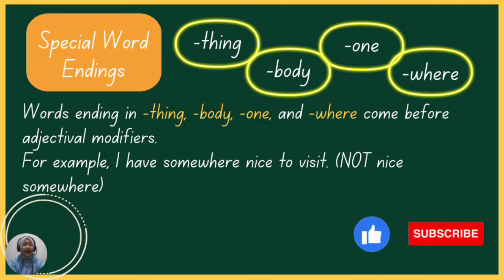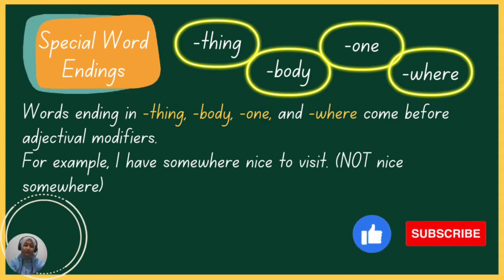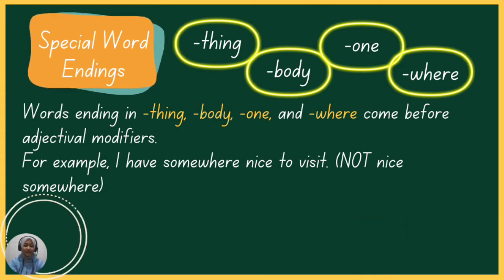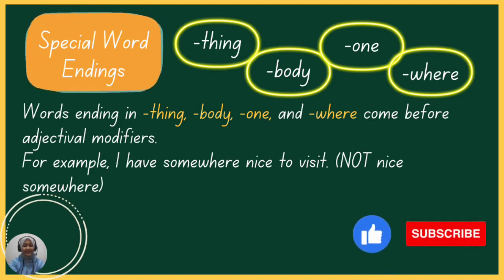For example, I have somewhere nice to visit. Kita lihat di sini ada adjective nice ya. Jadi ada adjective nice. So we put somewhere before the adjective. I have somewhere nice to visit. I have something good to tell you. Yeah, something good, somewhere nice.